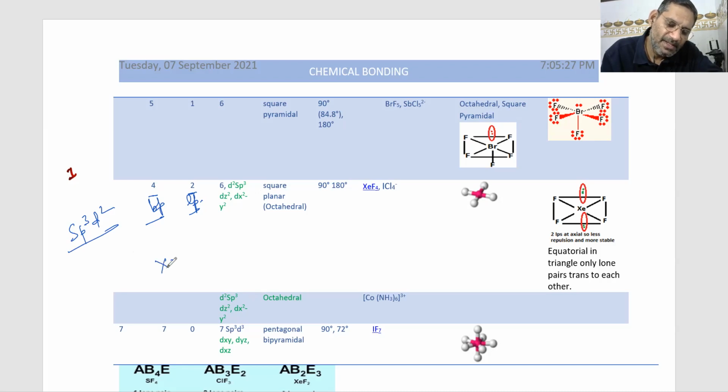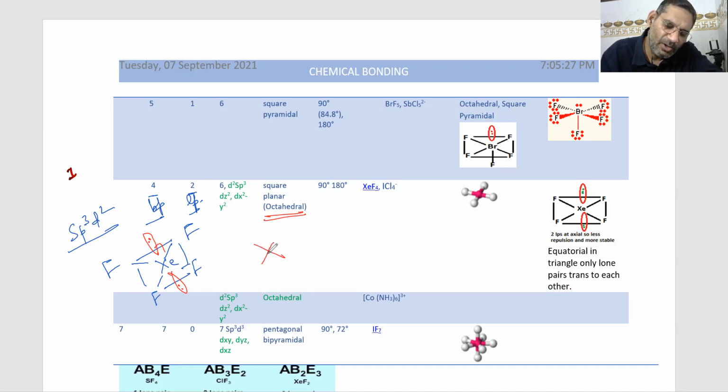That is XeF4. This example I gave you, right? And one lone pair here and another lone pair here. So two lone pairs. That is octahedral, square planar or octahedral. This will be 90 degree.